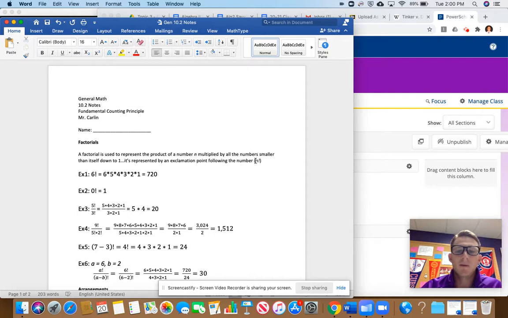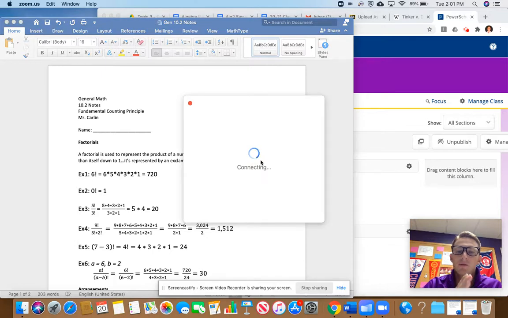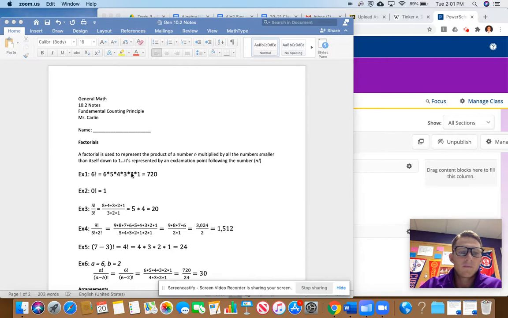So whatever number this n is, say it's 6, if we follow that 6 by an exclamation point, we're going to take 6 times 5 times 4 times 3 times 2 times 1. As we can see in our first example, 6 factorial is 6 times 5 times 4 times 3 times 2 times 1, which is 720.